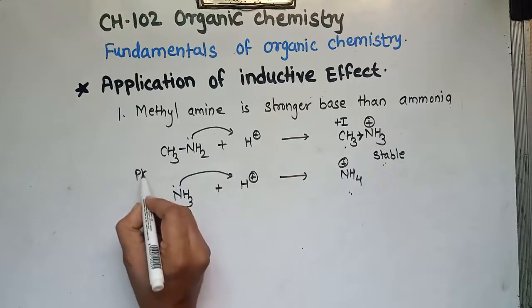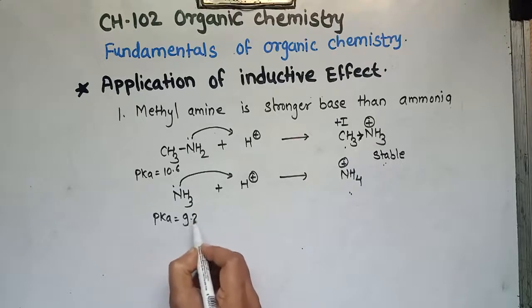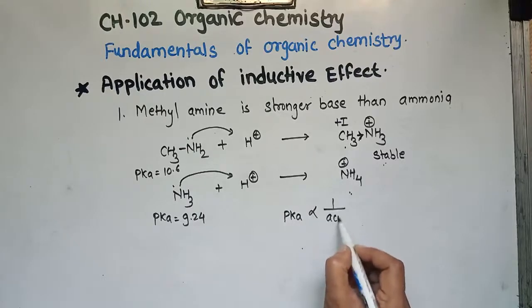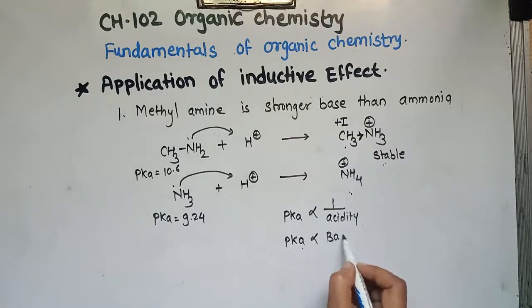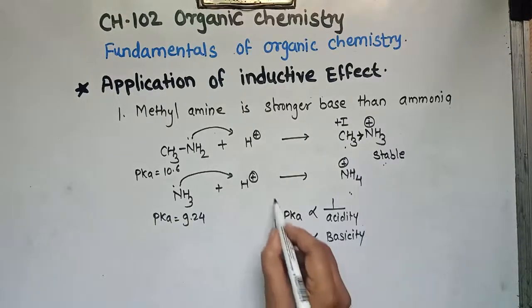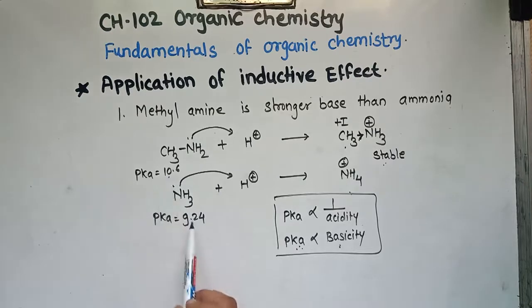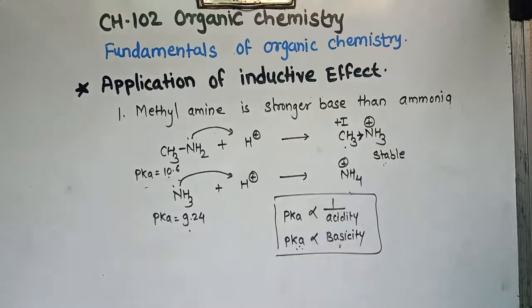Then the pKa here is 10.6 and here the pKa is 9.24. In the previous case, we discussed that pKa is inversely proportional to the acidity, right? But here the pKa is directly proportional to the basicity. So this is a very important part. You have to remember this box: pKa is directly proportional to the basicity. The higher the pKa, the stronger the base. So in this case, 10.6 is the higher value as compared to this one. Hence, methylamine is a stronger base than ammonia. Okay, is it clear? So this is the first application.